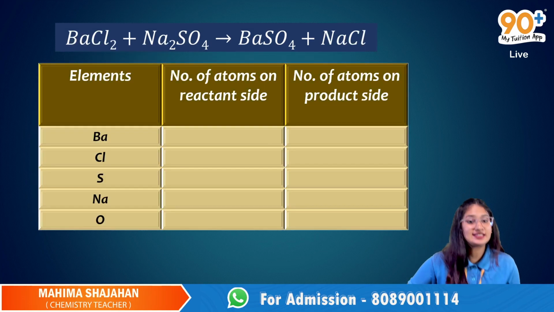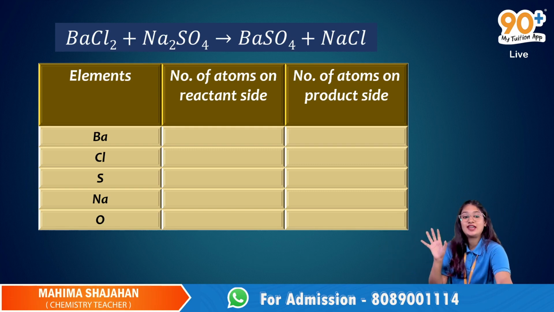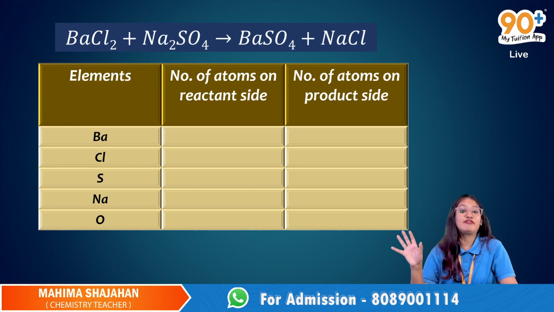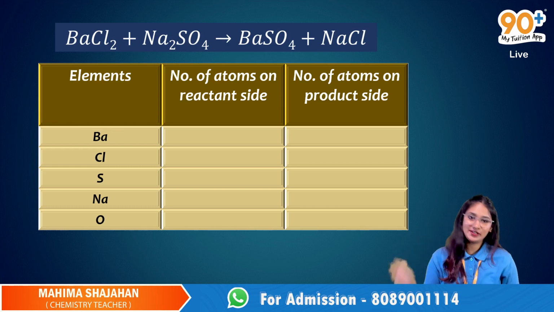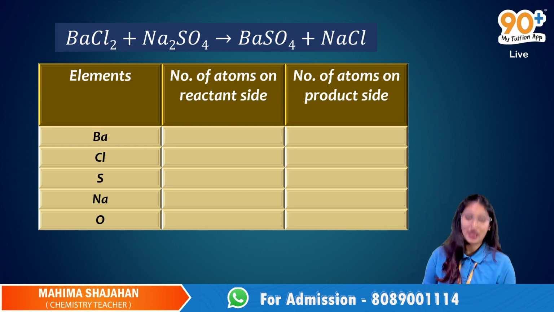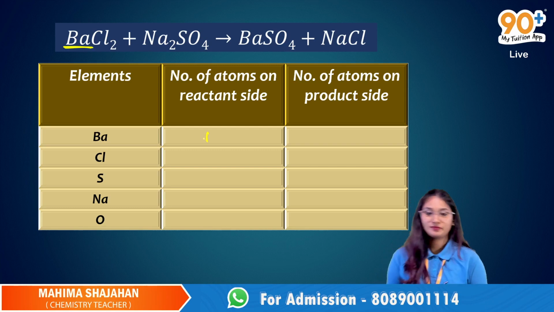Okay, let's see the next equation. It is the reaction between barium chloride and sodium sulfate. Barium chloride is reacting with sodium sulfate to give barium sulfate and sodium chloride. Now let's look at the atoms. First one is barium. Barium, in reactant side, there is only one atom. Okay, are you able to see it?